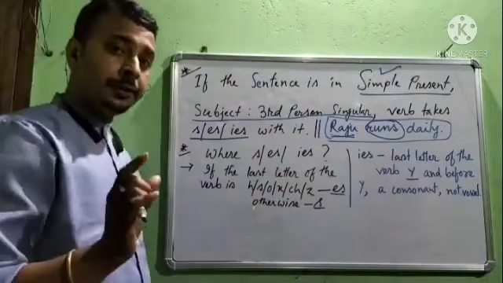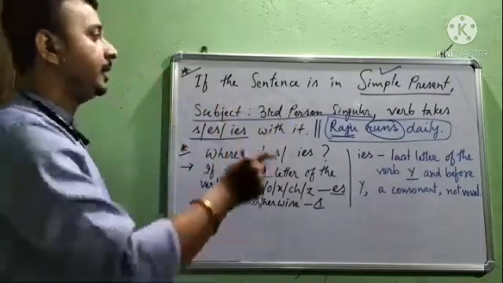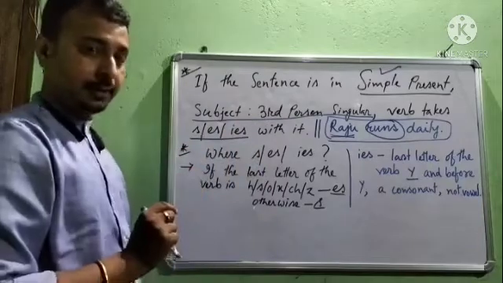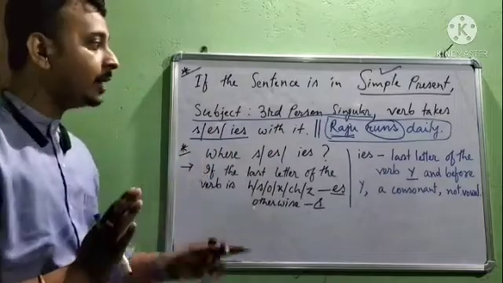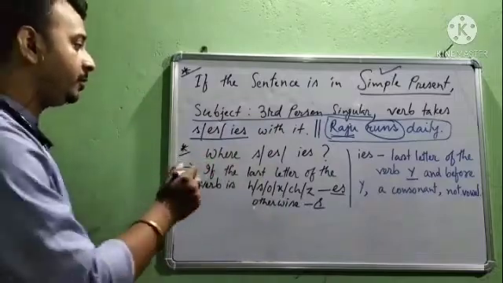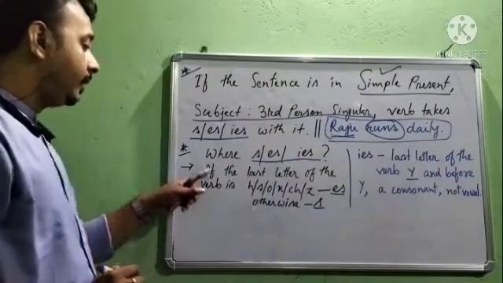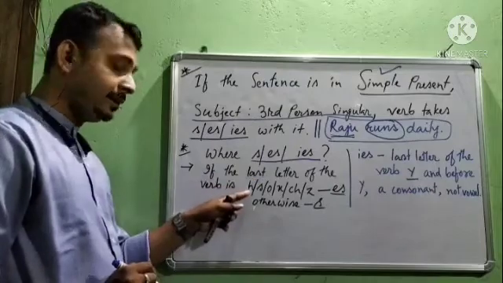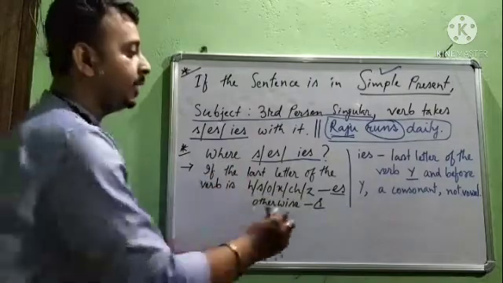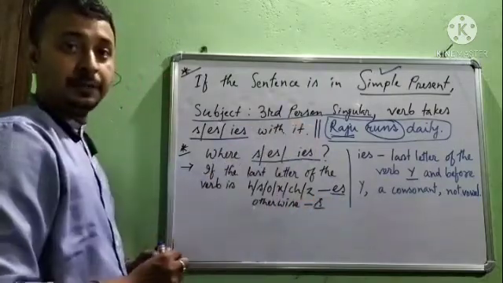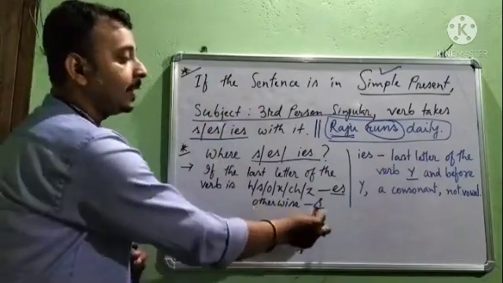Okay. You have already learned that s, es or ies will come with the verb if it is simple present and the subject is third person singular. Now you will learn where S comes, where ES comes, or IES comes. Next point. If the last letter of the verb is H, S, O, X, CH, or Z, then we give ES to that verb in simple present tense if the subject is third person singular. Otherwise, we give S.